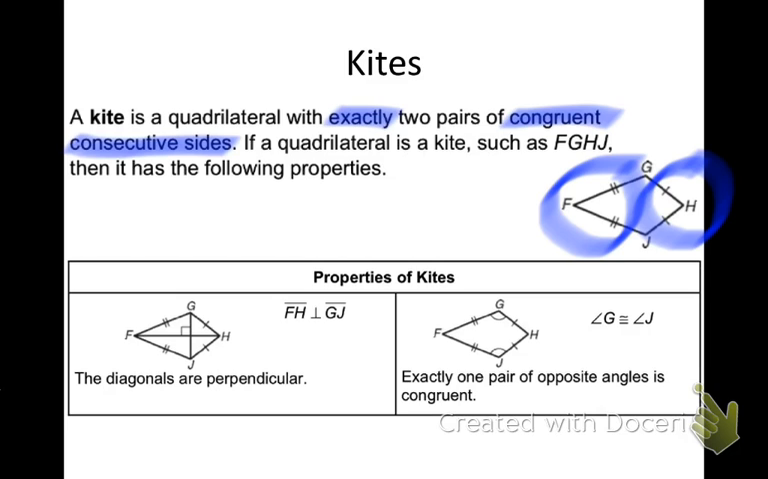If a quadrilateral is a kite, such as FGHJ, then it has the following properties. The diagonals are perpendicular. That is an important one to remember. The diagonals are perpendicular. What's it mean to be perpendicular, Tom? Yeah, if you look right there, they're intersecting to form 90-degree angles. So all four of those angles would be 90 degrees. That's important. And then the other part is exactly one pair of opposite angles is congruent.